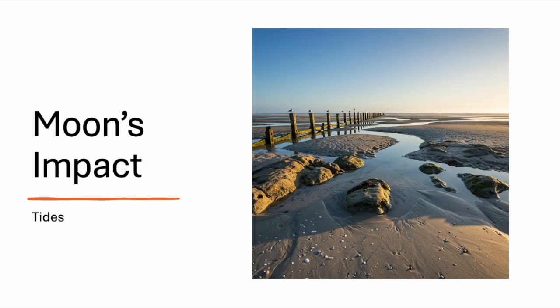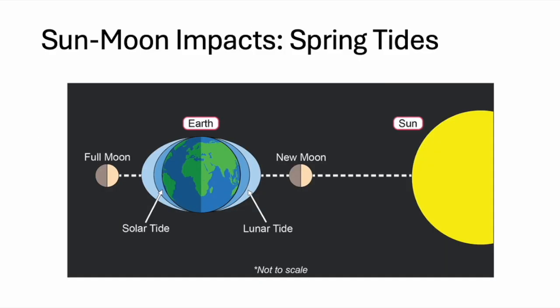The sun also impacts Earth's tides, although not as much as the moon. When the sun and moon are along the same line with Earth, the increases in high tides and decreases in low tides are greatly enhanced. These tides are called spring tides.